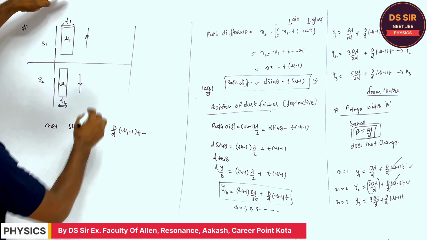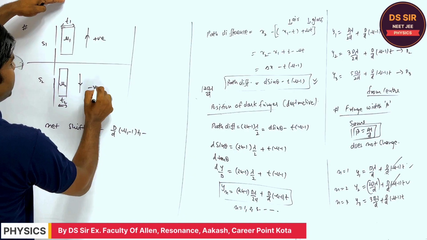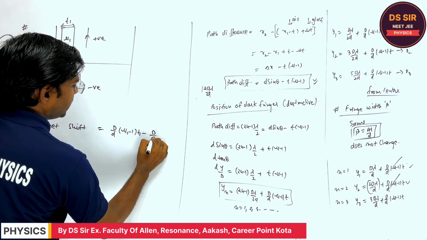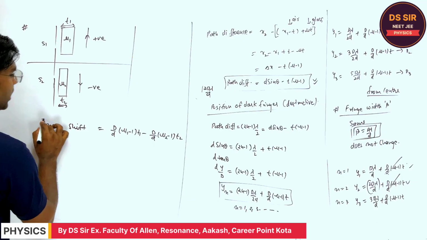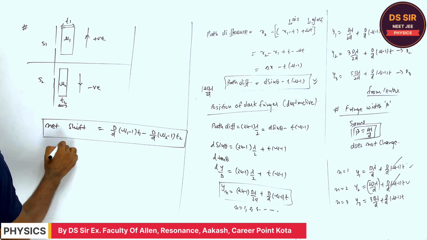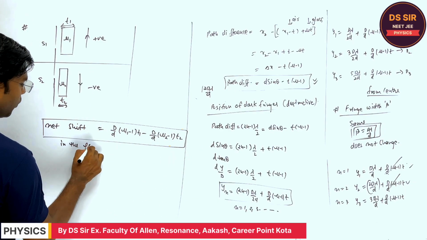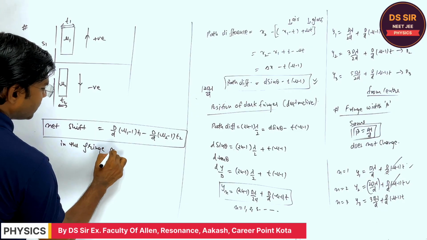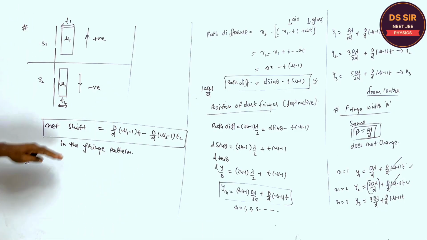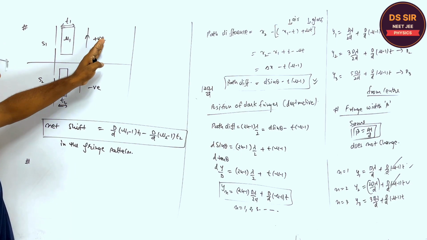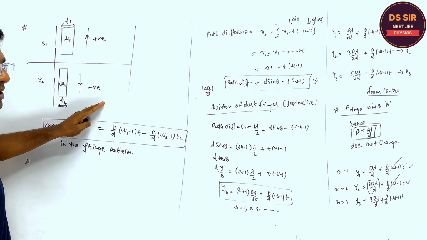This is the positive shift, and this is the negative shift, d upon d (mu2 minus 1) t2. This is the net shift in the fringe pattern. Do you understand or not? Okay, listen one more thing. If this is the shift by the first slab, this is the shift by the second slab.